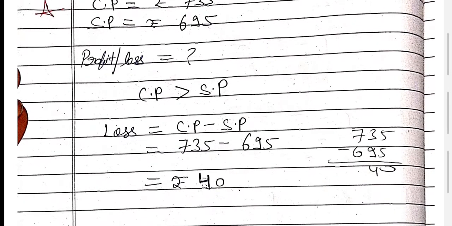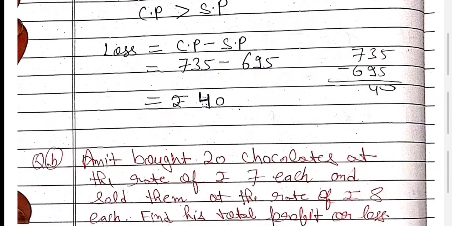Now do the comparison. Here CP is greater than SP, and what do you have? You have a loss. The loss is equal to CP minus SP. Put the value of CP here, and the value of SP here. Now do normal subtraction. 735 minus 695. 5 minus 5 is 0. 3 minus 9 is not possible, so take 1 carry, it becomes 13, 13 minus 9 becomes 4. Here it becomes 6, 6 minus 6 is 0. So you get a loss of rupees 40.